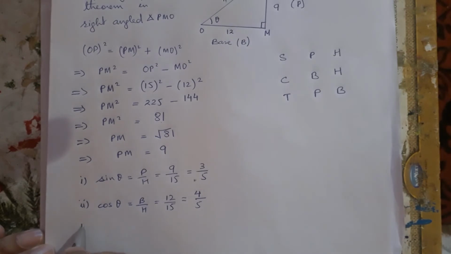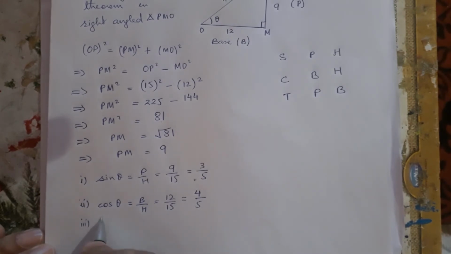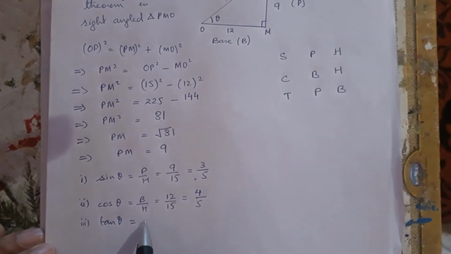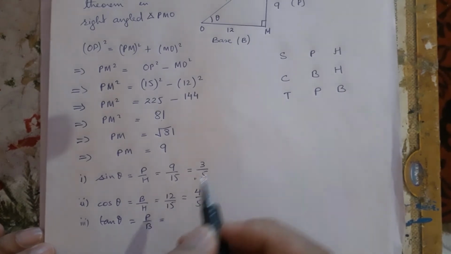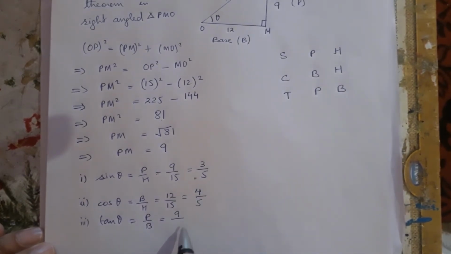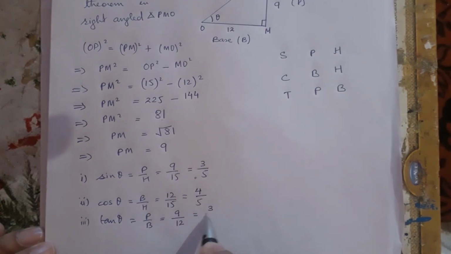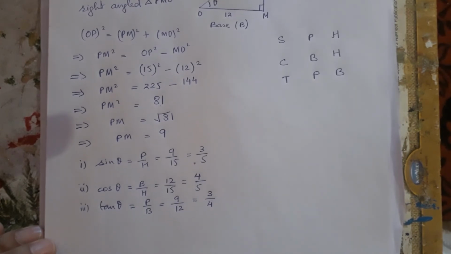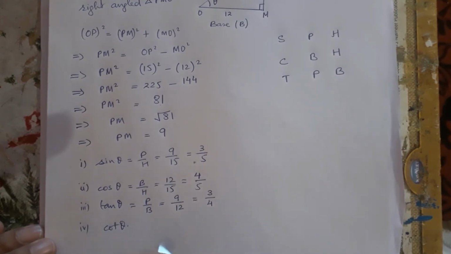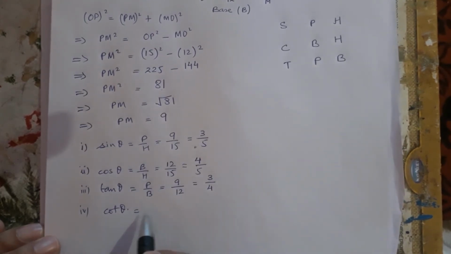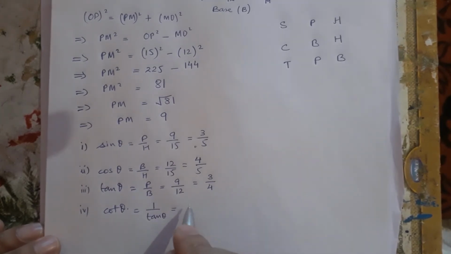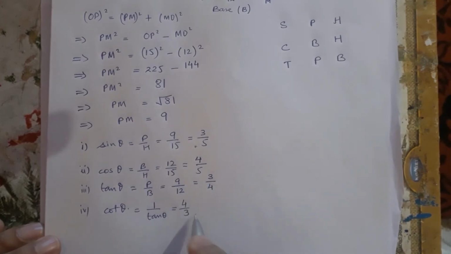Now the third one, that is tan of theta. Tan theta is perpendicular by base. Perpendicular is 9, base is 12. So 3 3s are 9, 3 4s are 12. We get 3 by 4. Now the fourth one. We need to find now cot theta. So what is cot theta? Cot theta is reciprocal of tan theta. And how much is tan theta? 3 by 4. So the reciprocal of tan theta will be 4 by 3.